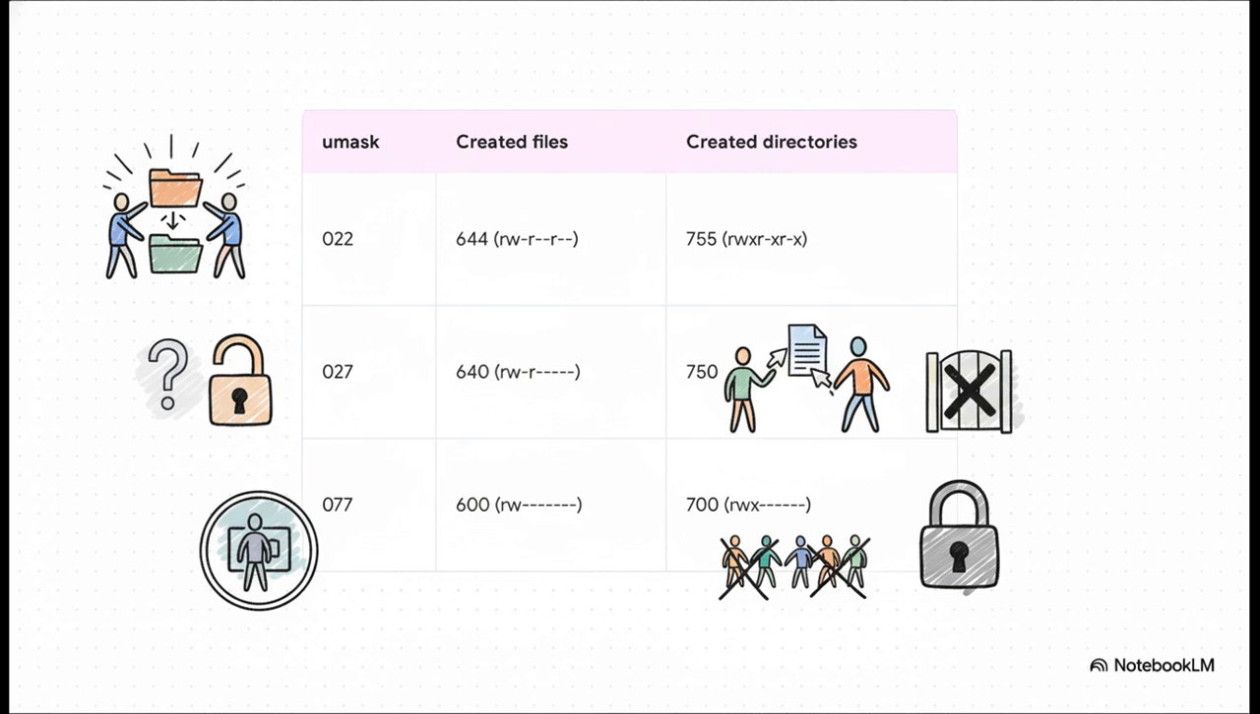And you can see here how different UMask values create totally different security levels. That default, 022, is pretty collaborative. It lets other people read your files. A value of 027, though, is more restrictive. It locks out others completely, but still lets your group have some access. And 077? That's for total privacy, creating files that only you, the owner, can get into.